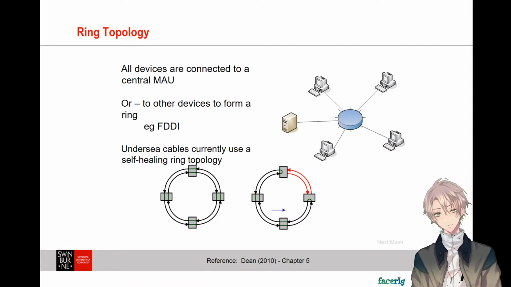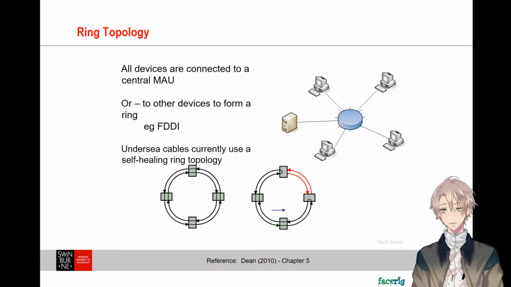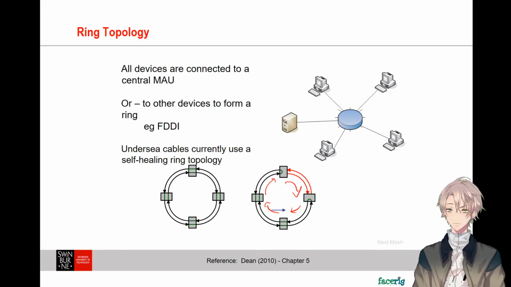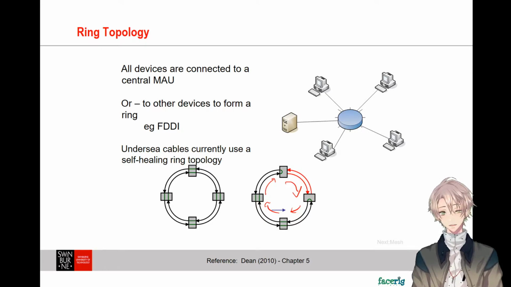Similarly to star topology, this is a ring topology. All devices are connected to a single MAU or other devices to form a ring. As you can see, in a ring topology, it communicates this way. Let me draw something for you, okay? Some of you may ask, why are we learning about topology? Basically, ring topology is used in undersea cables. So why is it used in undersea cables?